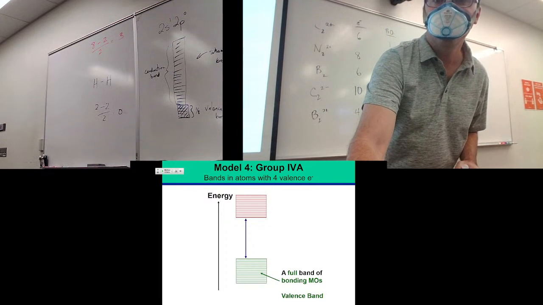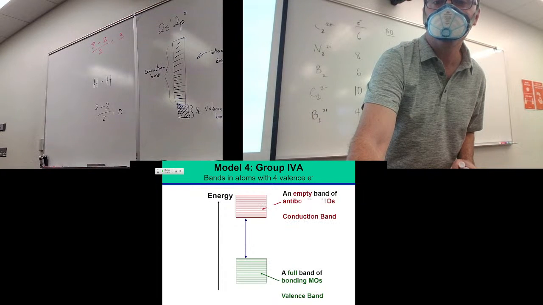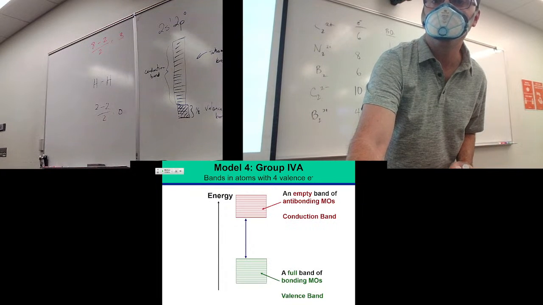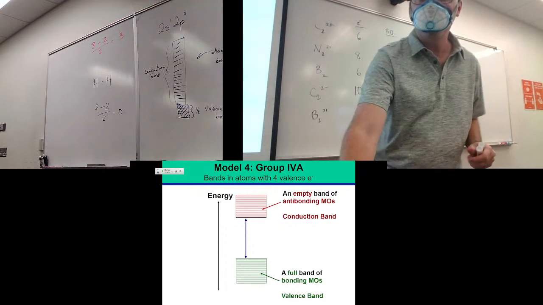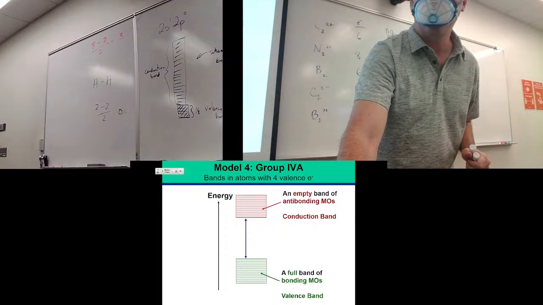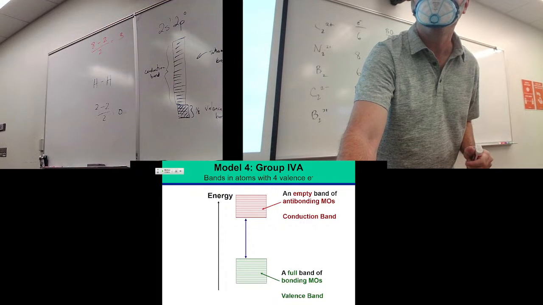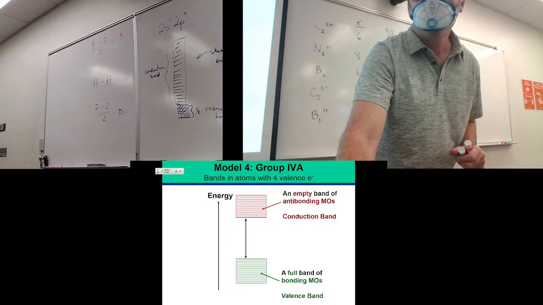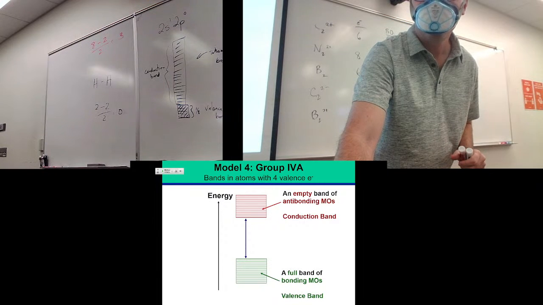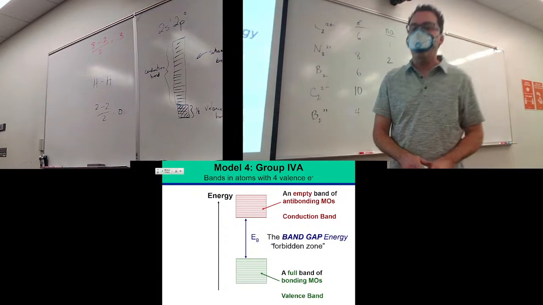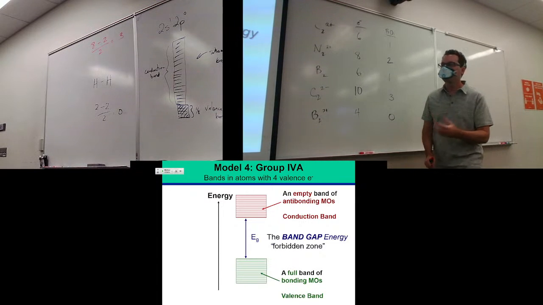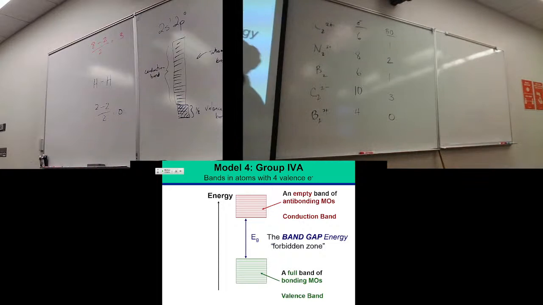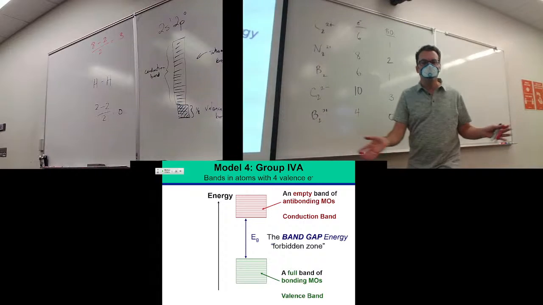The valence band, which is full of electrons. You have your conduction band, which is empty. The valence band is made entirely of bonding MOs. The conduction band is made entirely of anti-bonding molecular orbitals. This is how it works for group 4. Makes it easier. And this gap between them, here's a new term, is called the band gap. We label it with a capital E for energy, lower subscript G, that's a very common symbol for band gap.